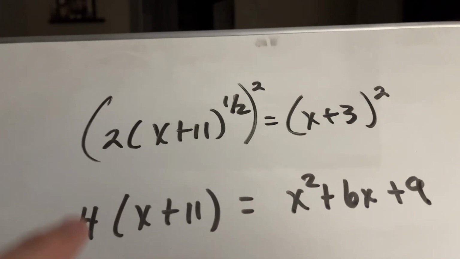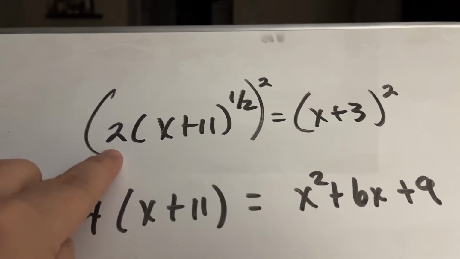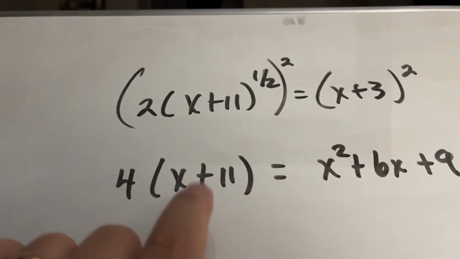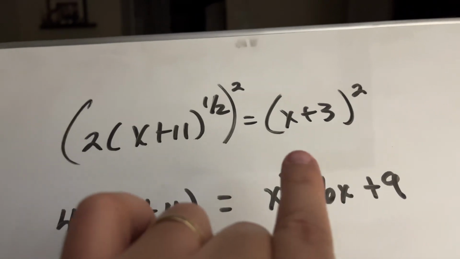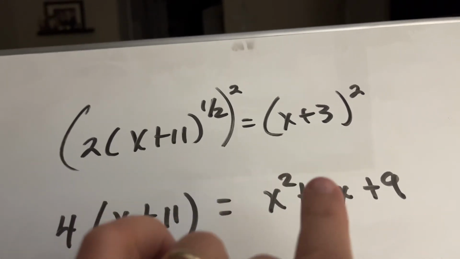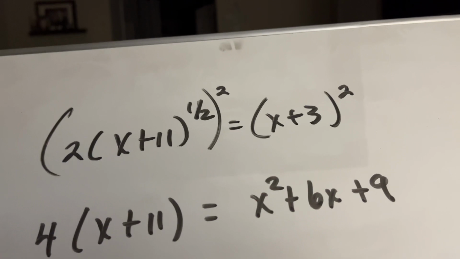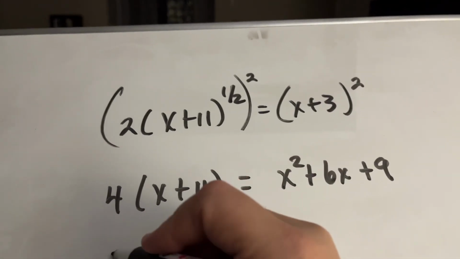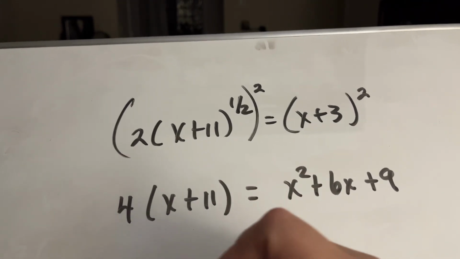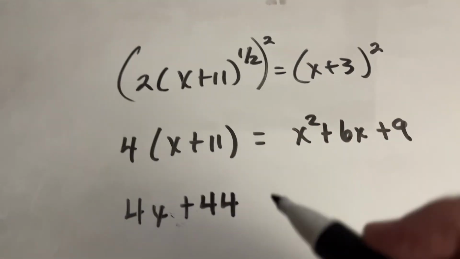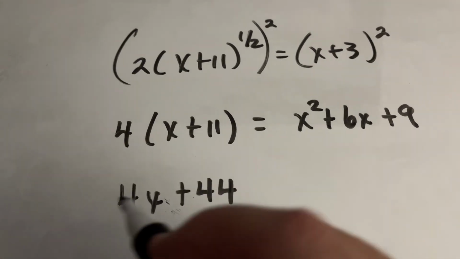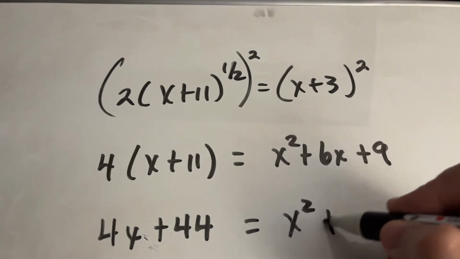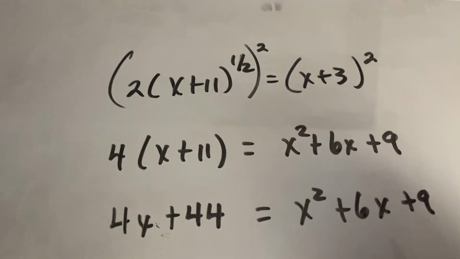Now basically what's happening here is I'm squaring the 2. 2 squared is 4. And when I square this, it gets rid of that half and makes it x plus 11. X plus 3 squared is x plus 3 times x plus 3. And if you FOIL that out, this is what you get over here. Now, of course, I'm going to go ahead and multiply this. 4x plus 44 when I multiply using the distributive property. And then I have this over here.